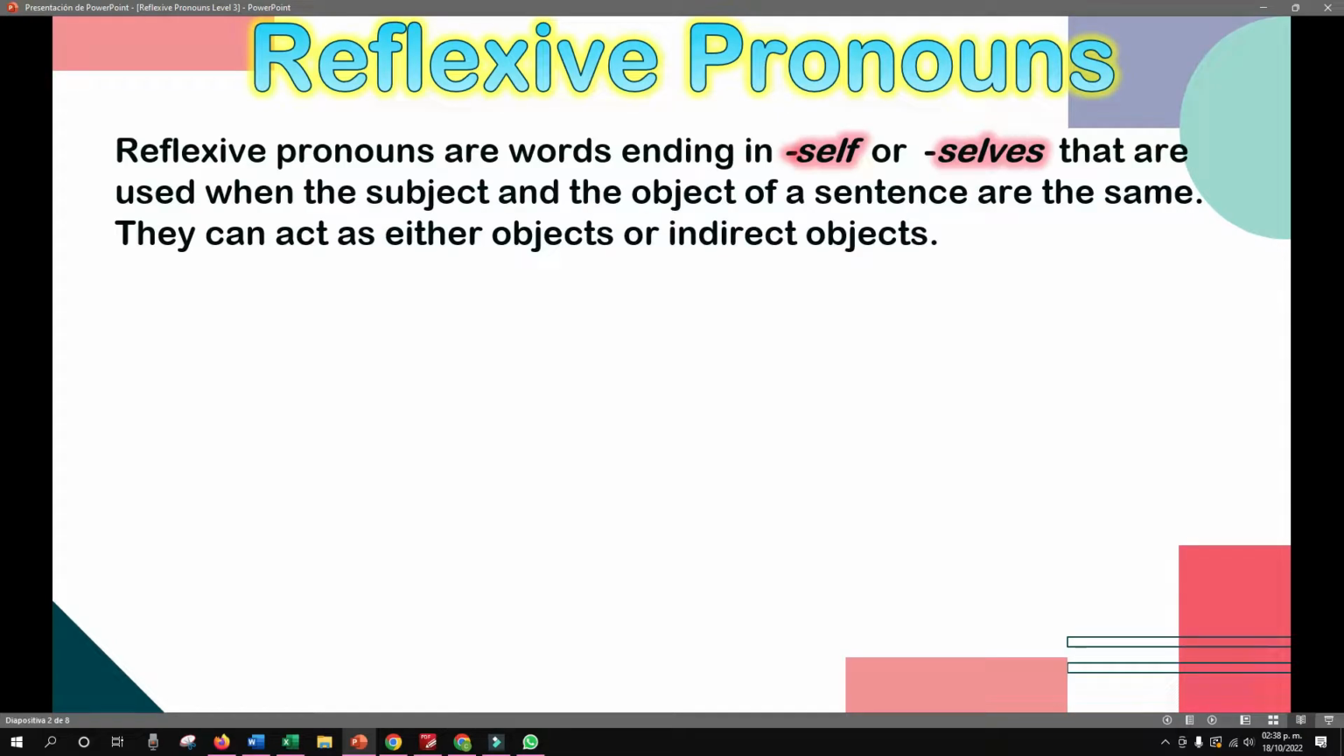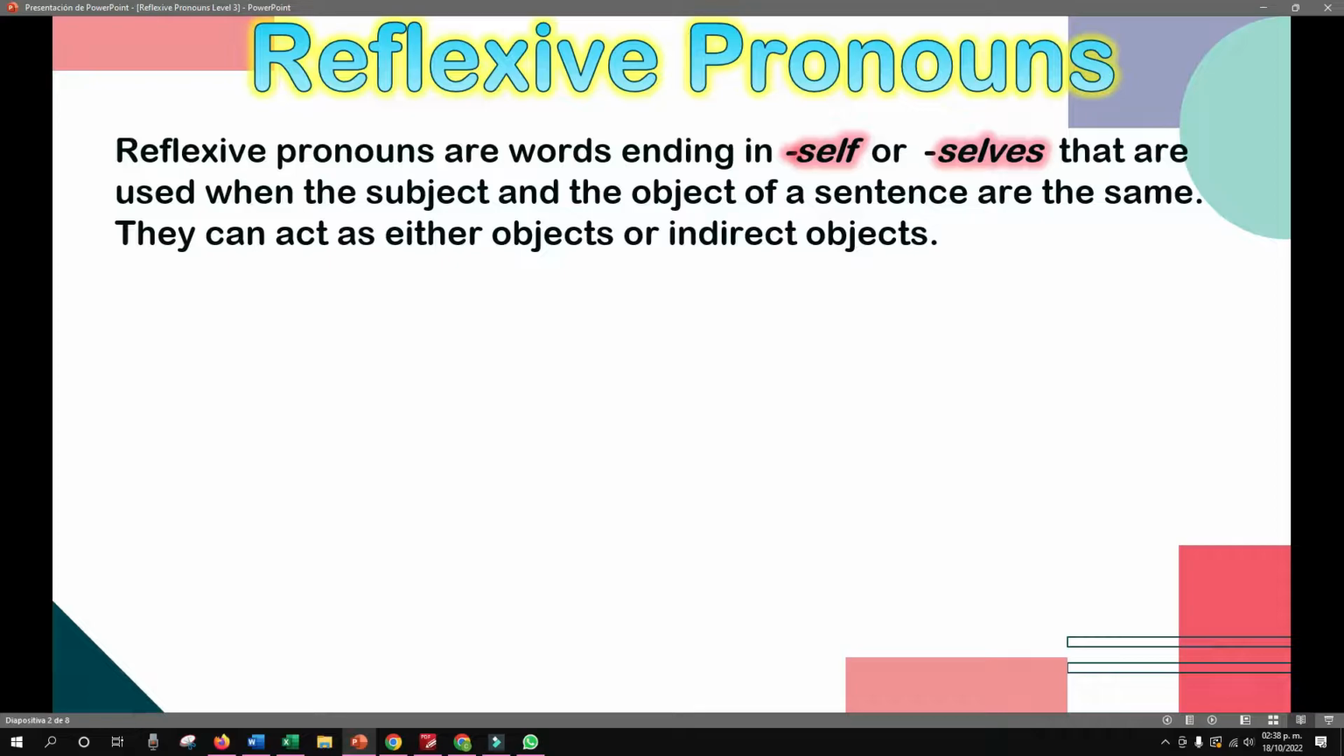Reflexive pronouns. Reflexive pronouns are words ending in self when it is singular or selves when it is plural, right? They are used when the subject and the object of a sentence are the same. They can act as either objects or indirect objects, right?